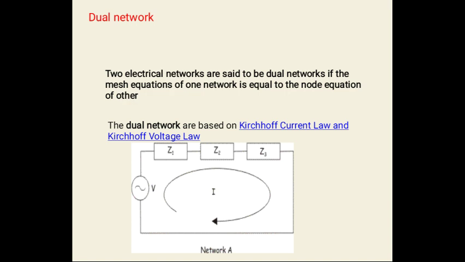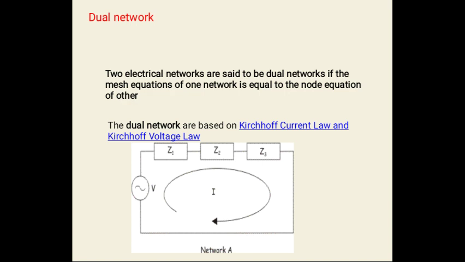So first we understand what is Kirchhoff current law. Kirchhoff current law states that in a given network at any node, the algebraic sum of currents is equal to 0. Similarly, Kirchhoff voltage law states that in a closed path, the algebraic sum of voltage is equal to 0. This is the Kirchhoff voltage law.